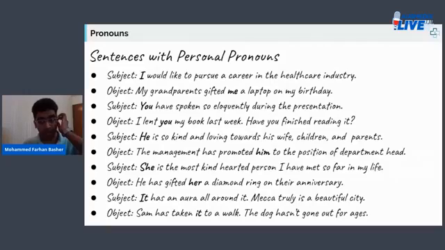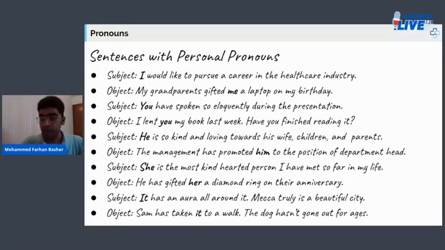So, just like you, the pronoun it also functions in the same way, as in it is the subject and the object version of it is also it, right? So it has an aura all around it. Mecca truly is a beautiful city, right? So you're talking about a city, and a city can be referred to with the pronoun it. So you say it has an aura all around it, meaning the city is beautiful.